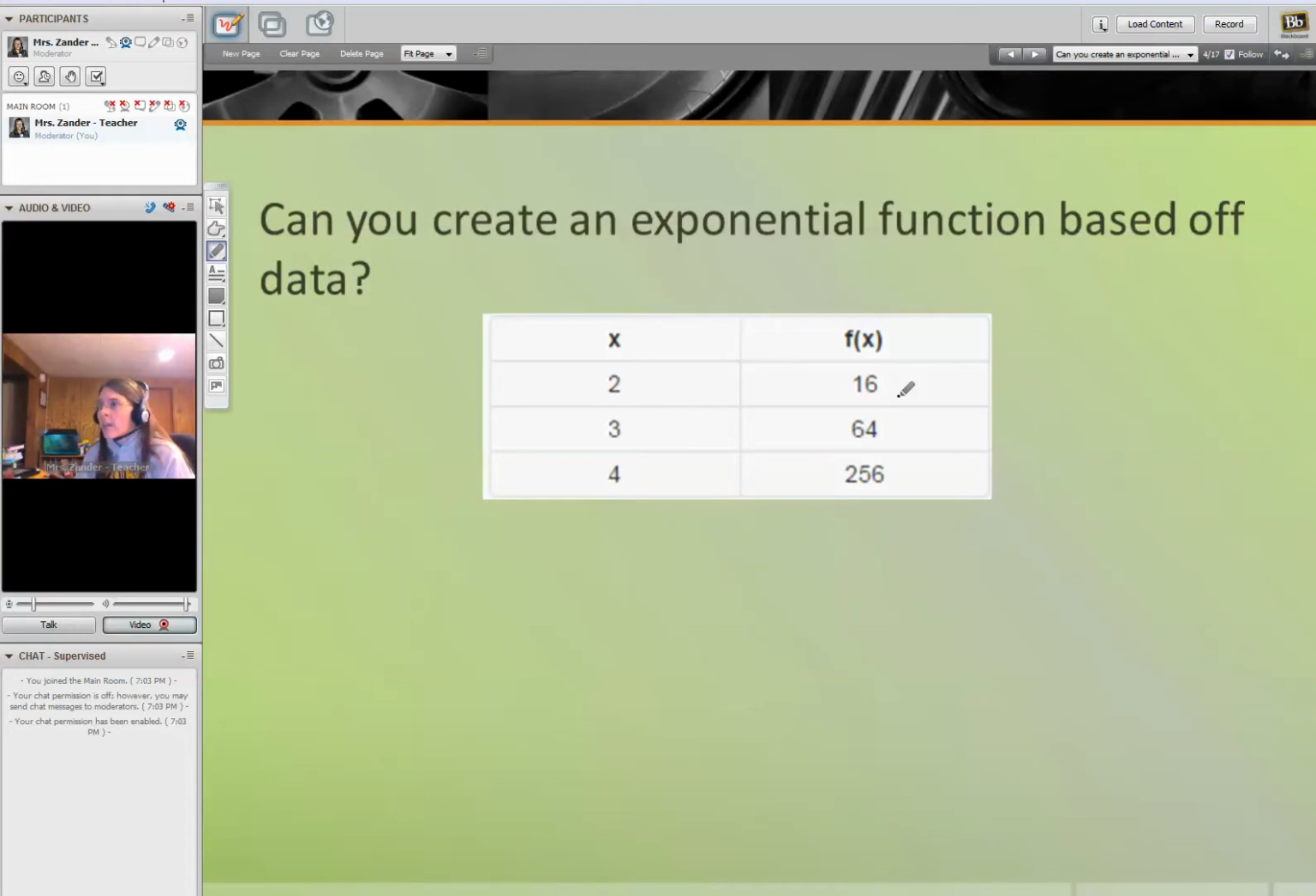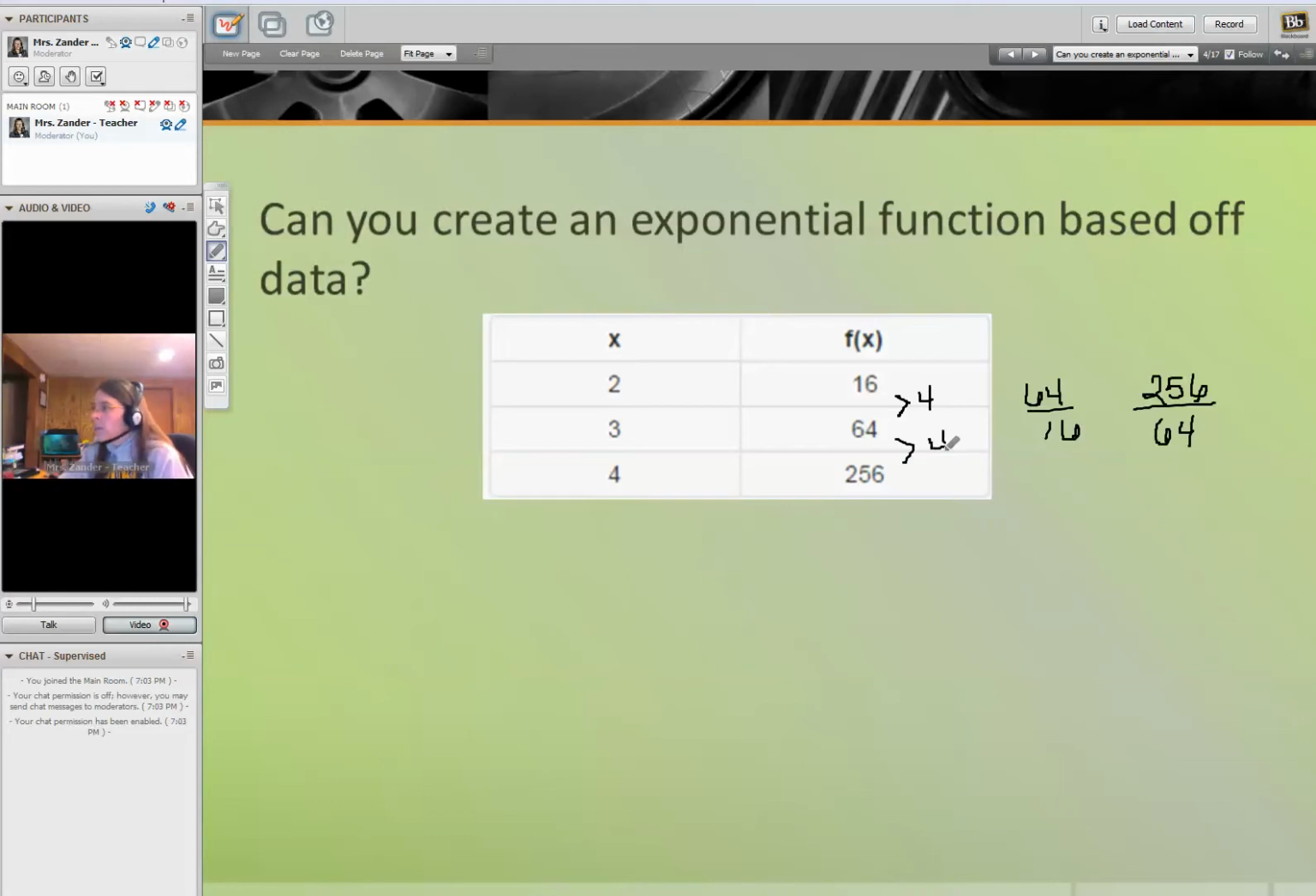So because we're not adding the same number each time, we know that it's not linear. So the next thing we look at is, are we multiplying by the same number each time? To figure that out, we would do 64 divided by 16, and we get an answer of 4. So in the first round, we multiply by 4 to get the next value. Let's see if that holds true from here on out. 256 divided by 64 gives me 4 again.